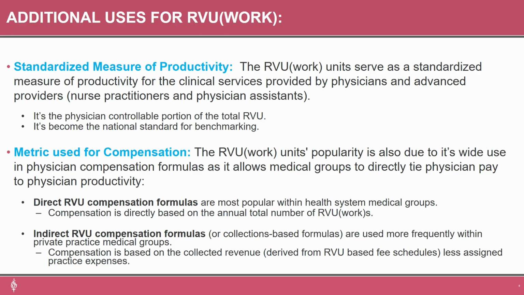There's two primary methods of compensation that have an RVU component. The first is the direct RVU compensation formula. These formulas are most popular within health system medical groups, and the compensation is directly based on the annual total number of work RVUs generated. Within private practices, it's more typical to see an indirect RVU compensation formula. These formulas are based on the collected revenues, which are derived from RVU-based fee schedules, less assigned practice expenses.